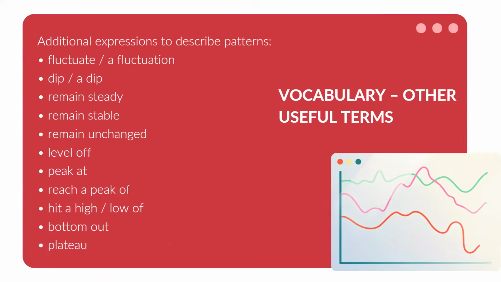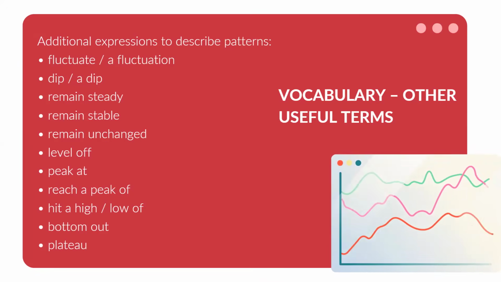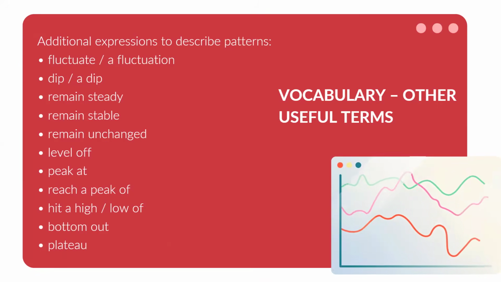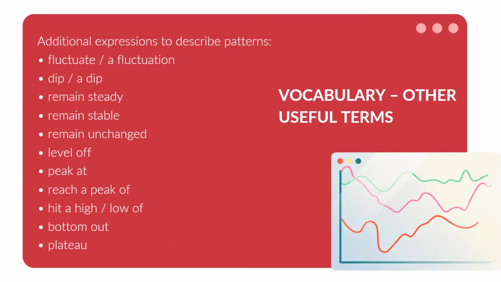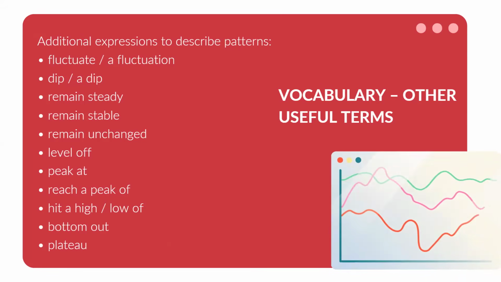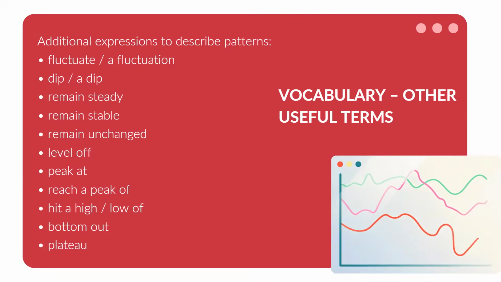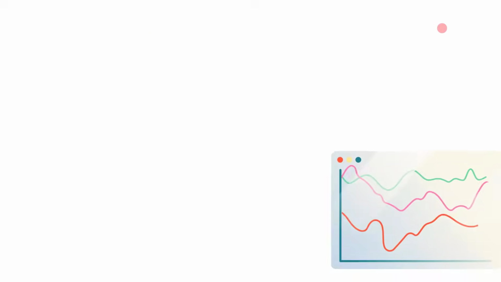Fluctuation and stability vocabularies are quite common. Not all data moves very smoothly. Sometimes it fluctuates, stabilizes, peaks, or plateaus. Words like fluctuated, remained steady, reached a peak, or leveled off show maturity in analysis. This is where good answers become excellent answers.